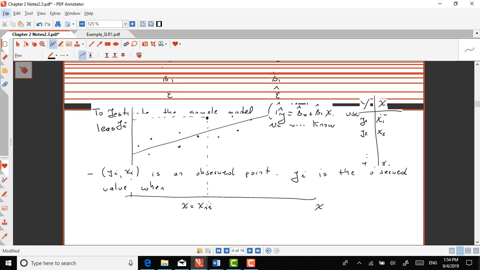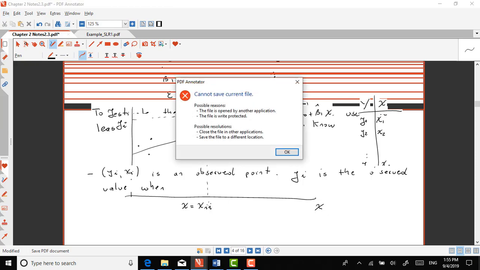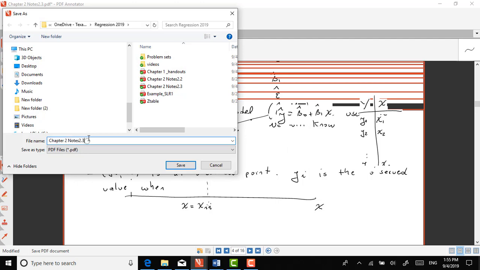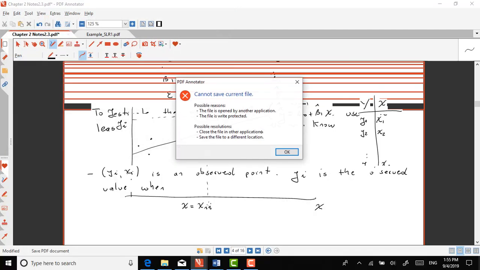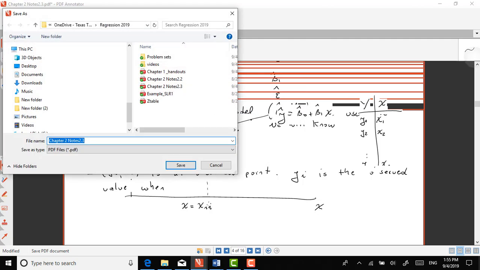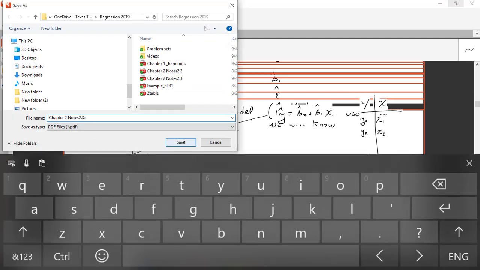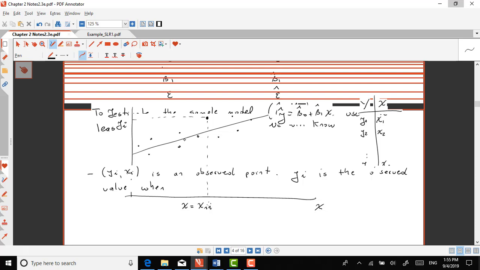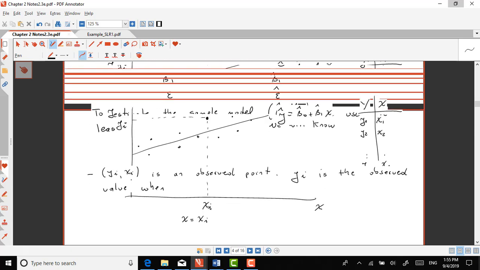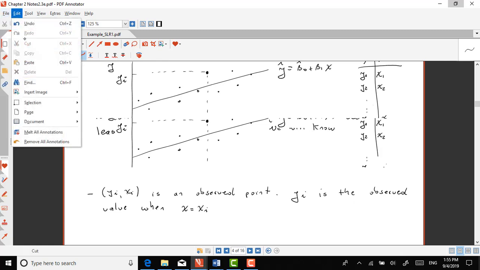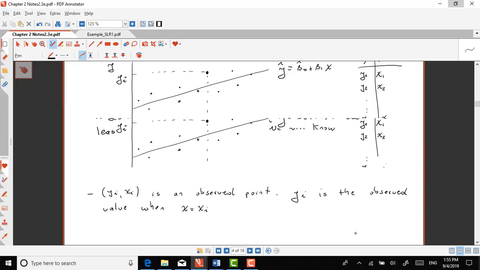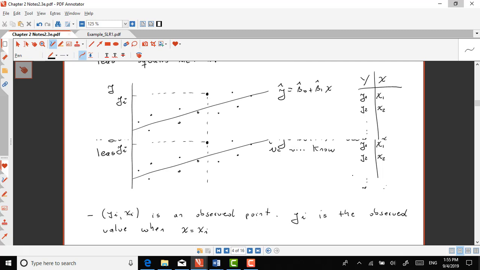Doesn't look nice. Let's see if I can save it. It says I cannot save this file. I don't know why. The file is open. The file is write protected. Okay, that looks better. Everybody's following? Well, now we have. That doesn't look nice. I don't know what's going on.